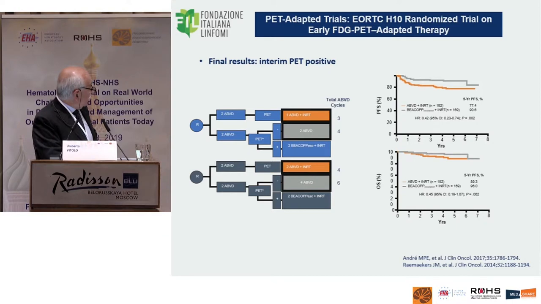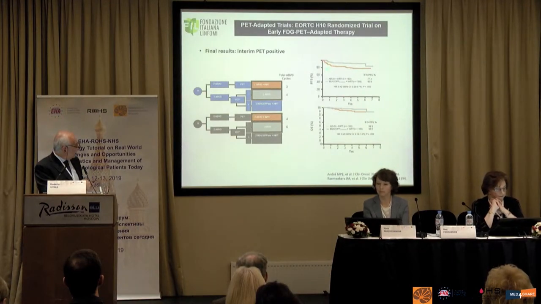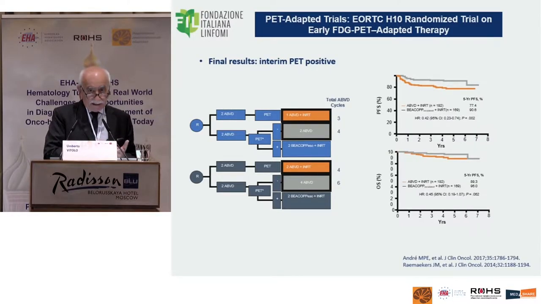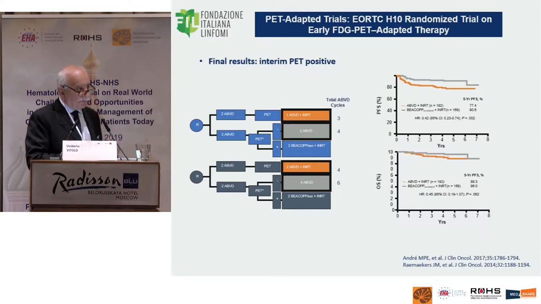If you look at the other group of patients, I mean the patients who were PET positive after the first two courses of ABVD, in the experimental arm these patients were given two additional courses of escalated BEACOPP. You see in the gray line that the patients who were intensified after two courses of ABVD and were PET positive, and received an intensified treatment with BEACOPP, did significantly better compared to the patients who were treated with standard treatment with three or four courses of ABVD followed by radiotherapy.